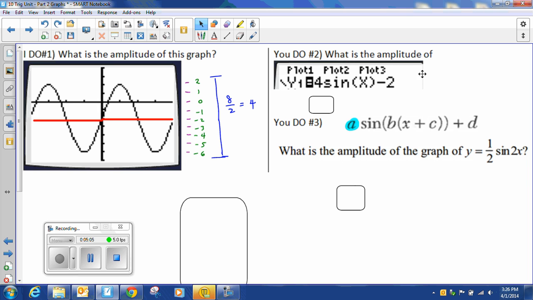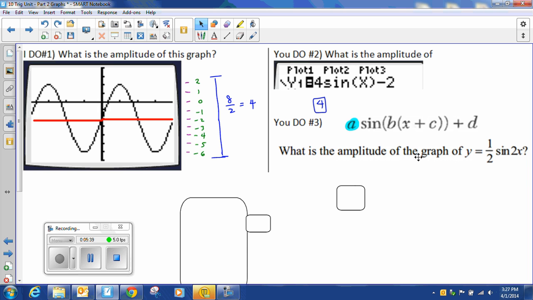You do number 2. This one, what is the amplitude of this equation? Believe it or not, it's as easy as just looking at the equation. Because amplitude is the coefficient of the trig function, it's 4. Amplitude is the absolute value of A, so it's 4. Right? And actually this goes with this because, as you can see, this has the same amplitude, and minus 2 means that it's been shifted down 2 units, and that's why the midline, instead of being on the x-axis, is down 2 units.